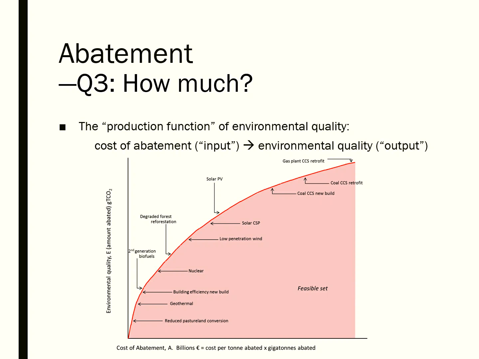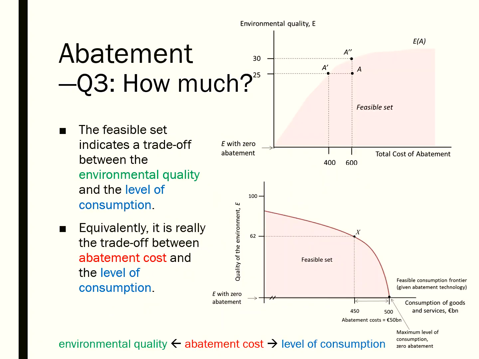Any area below this production function is technologically feasible, so the area is called feasible set. The feasible set indicates the relationship between the output of environmental quality and the input of abatement cost. A higher cost of abatement means a lower consumption of goods, so the feasible set can be equivalently expressed as the trade-off between environmental quality and consumption.